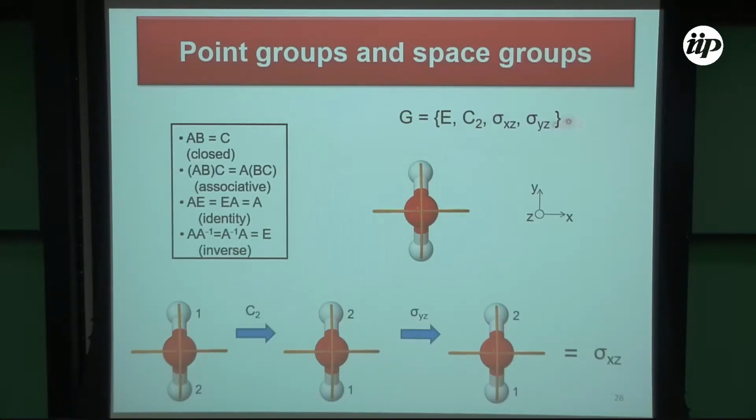Okay, so in this molecule here, we have the identity. We have the C2 axis here. You can rotate this molecule. We have the XZ plane mirror, okay? This reflection here. So these things are reflected. And we have another mirror here. So they are both vertical mirrors, okay? So if we do the C2, we just rotate. And then we do the YZ reflection, just do the same. So this is the same as the XZ reflection. I think it's a bad example, but it's quite obvious here.